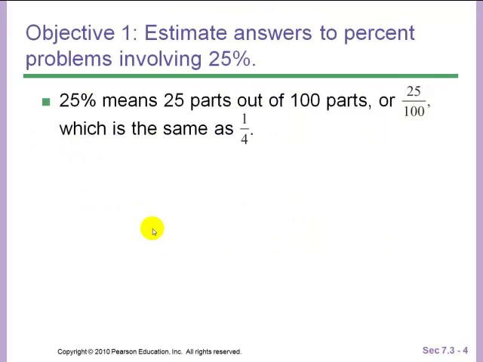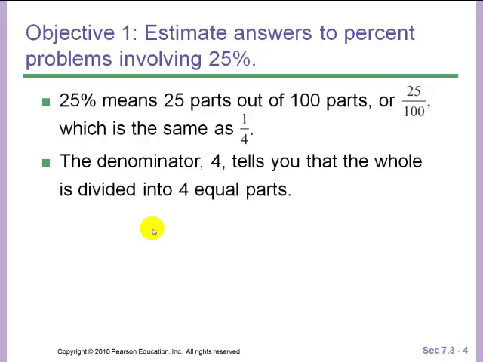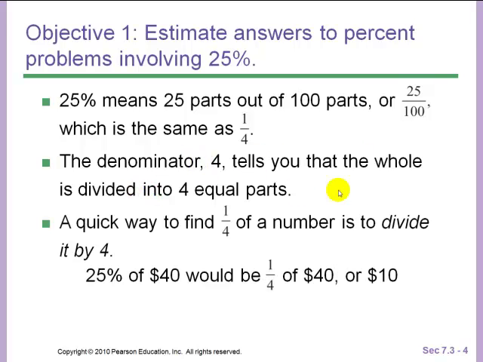25% means 25 parts out of 100 parts, or 25 over 100. That simplifies to 1/4. So 25% is equivalent to 1/4. The denominator 4 tells you that the whole is divided into 4 equal parts, which basically means we're going to divide by 4. So 25% of 40 would be 1/4 of 40, so you just divide 40 by 4 and you get 10. So 25% of 40 is 10.